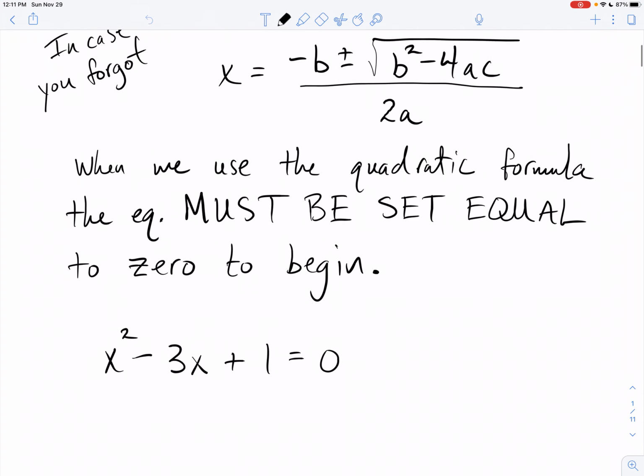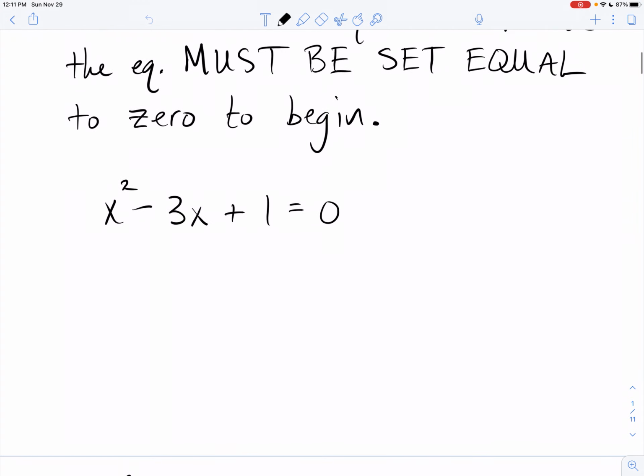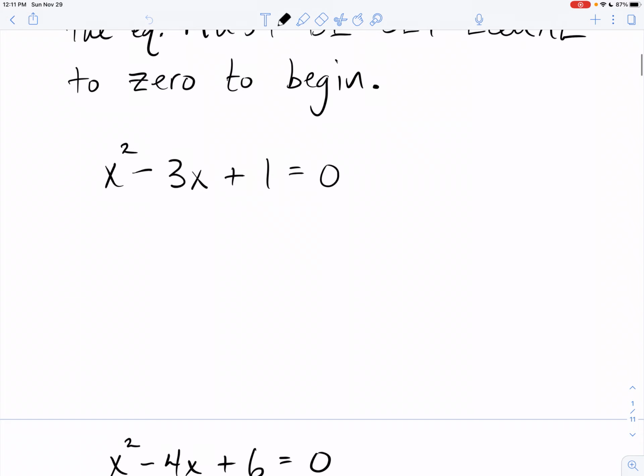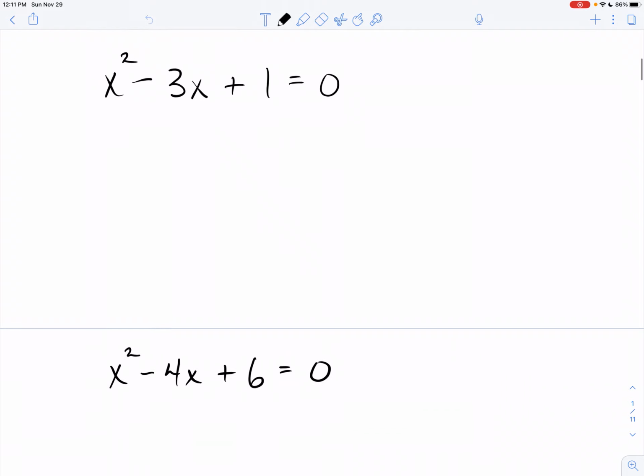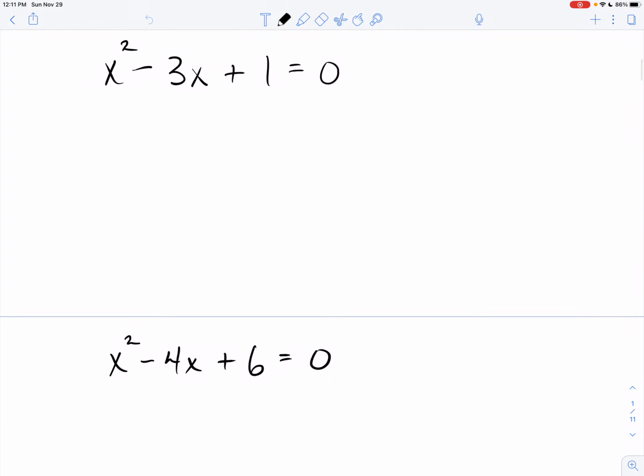Here we go. Here's our first one. Okay, now here's the thing. It must be set equal to 0 to begin. So I set them all equal to 0 to save some time. You can see my next example right there, set equal to 0. So let's start on the first one here.